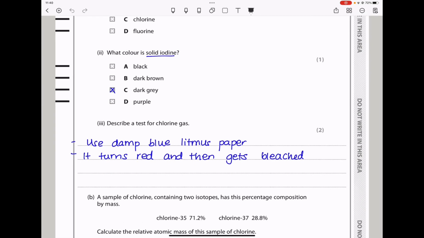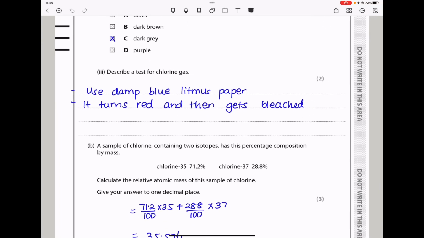Next they say, describe a test for chlorine gas. To test for chlorine gas, you can use litmus paper. It could be red or it could be blue, but it has to be damp. If you use damp blue litmus paper, then it's going to be turned red and it's going to be bleached. If you use damp red litmus paper, it's just going to be bleached.